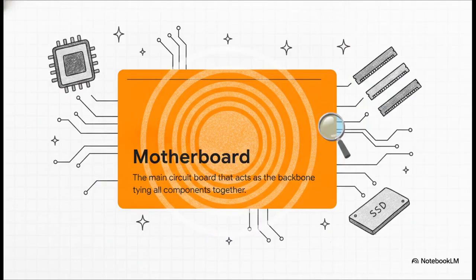Time for a quick byte booster fact. You know, none of these physical organs can actually communicate without the motherboard. The motherboard is the main printed circuit board, or PCB. It acts as the vital backbone tying all these components together in one single spot. It's literally what allows the CPU, the memory, and the storage to talk to each other. Basically, it's the central nervous system of our physical machine.